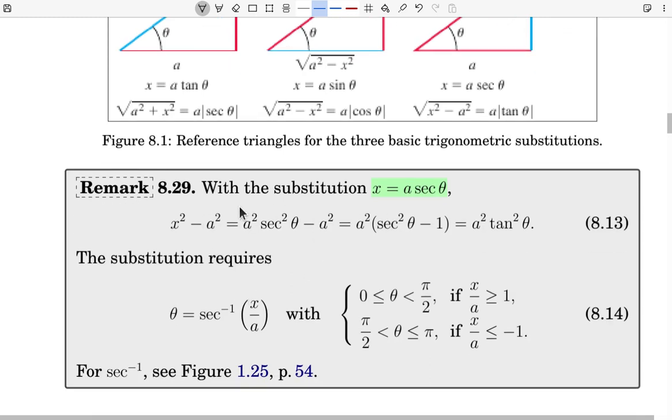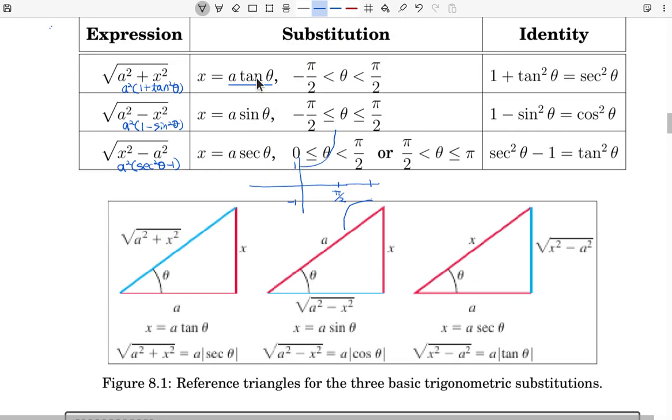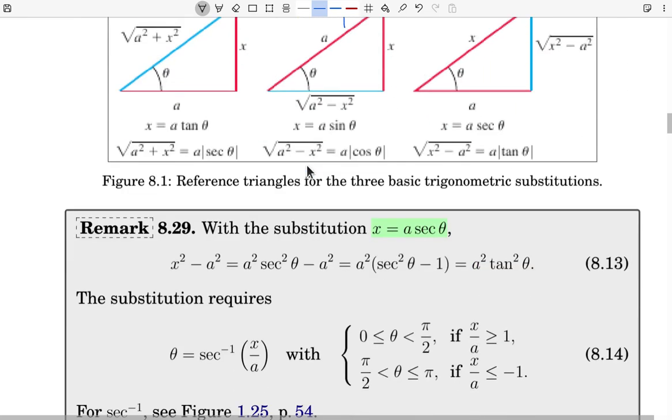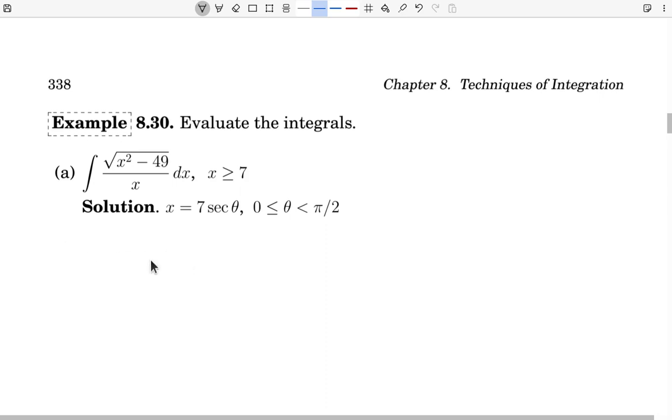Okay. Now with the substitution, we can see that, and later on we are trying to use the inversion. So in this substitution, tangent theta, sine theta, and sec theta are all one-to-one, so the inversion must be possible. Okay, let's go to the problem here.